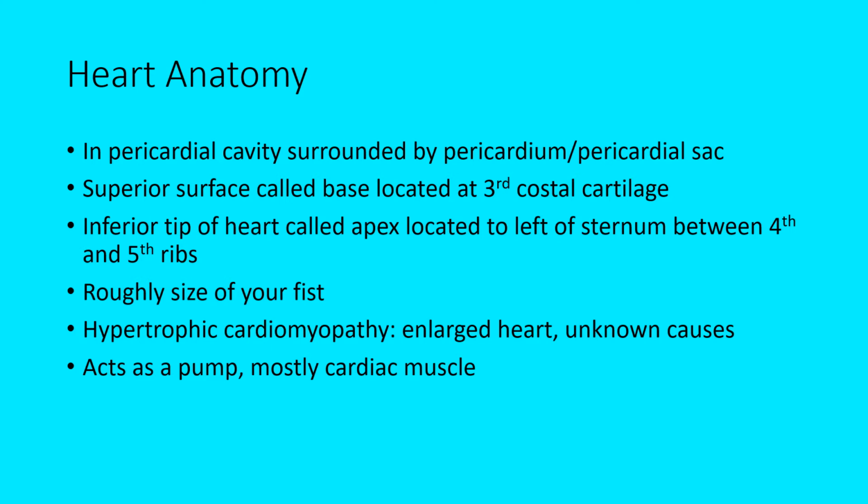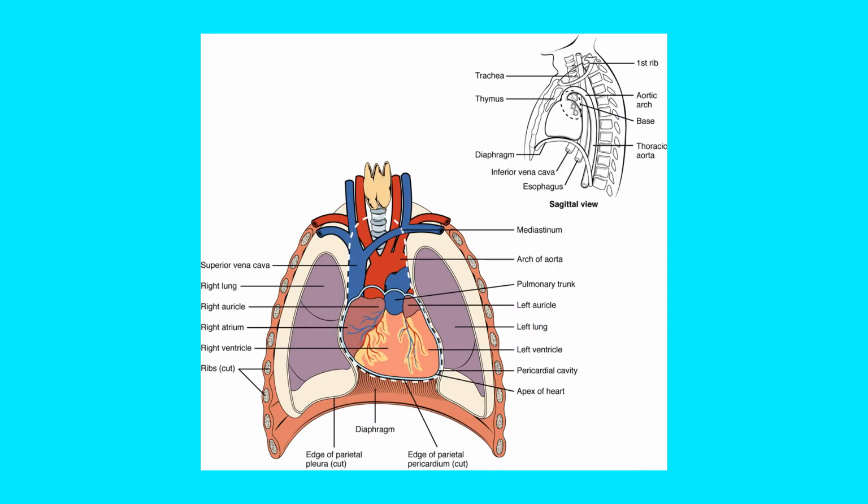And then the inferior tip of the heart is known as the apex, and it's located slightly to the left of the sternum between the fourth and fifth ribs. It's roughly the size of your fist. If you have an enlarged heart, which the causes for that are unknown, it's referred to as hypertrophic cardiomyopathy. The heart does act as a pump, and it's composed mostly of cardiac muscle.